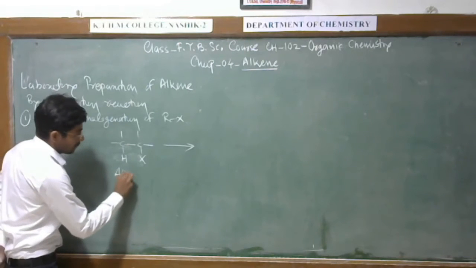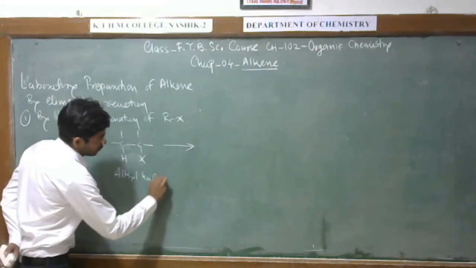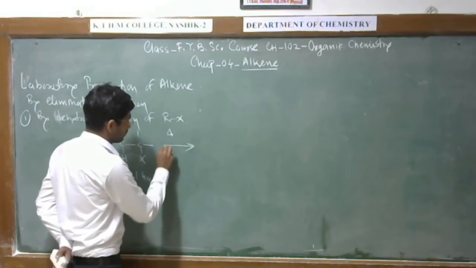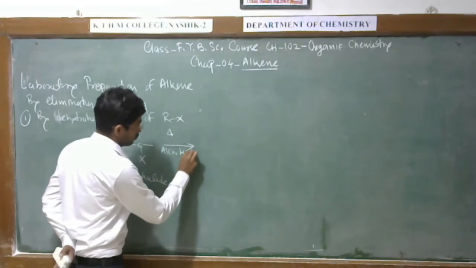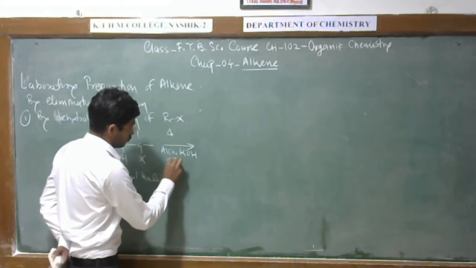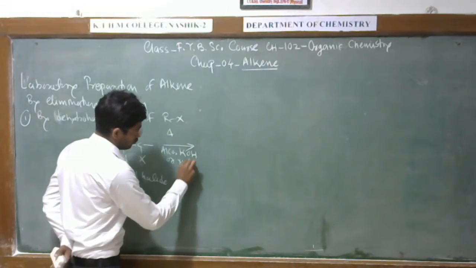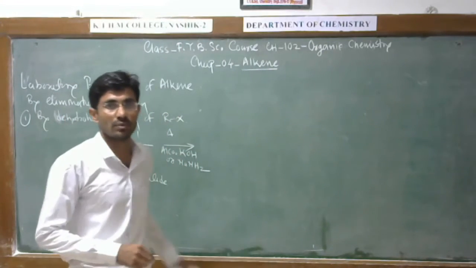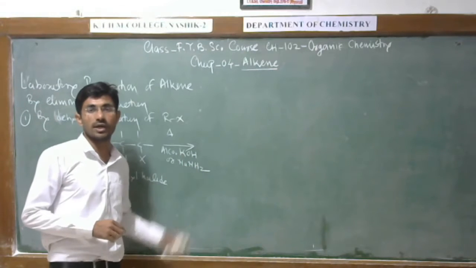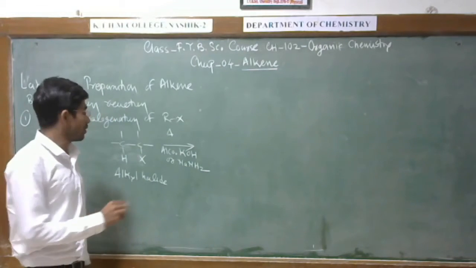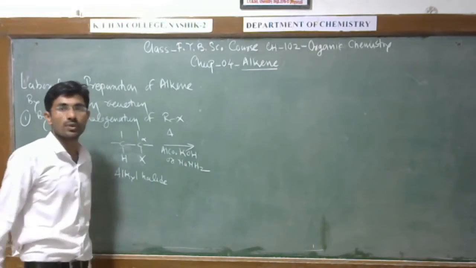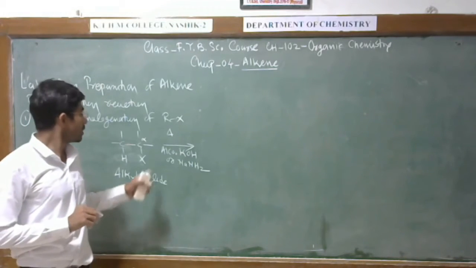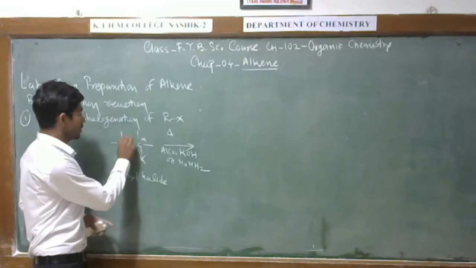This is the general alkyl halide. So this alkyl halide is heated with alcoholic KOH solution or sodium amide. So here, this is the group which is attached to the alpha carbon, and this is the beta carbon.